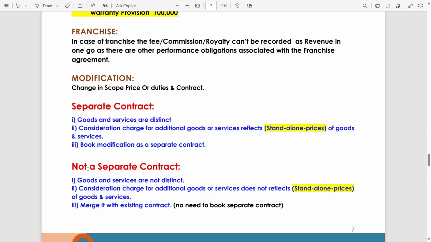When will the modification not be considered as a separate contract? If goods and services are not distinct, meaning they are not separate, they are interrelated or dependent. Consideration charged for additional goods or services does not reflect stand-alone prices, meaning the consideration for additional goods or services is in a bundle, in a package price. Merge it with the existing contract, no need to book a separate contract. Then you will have to treat this as the existing contract. Only a separate contract will be booked in case of modification if these two conditions are fulfilled.